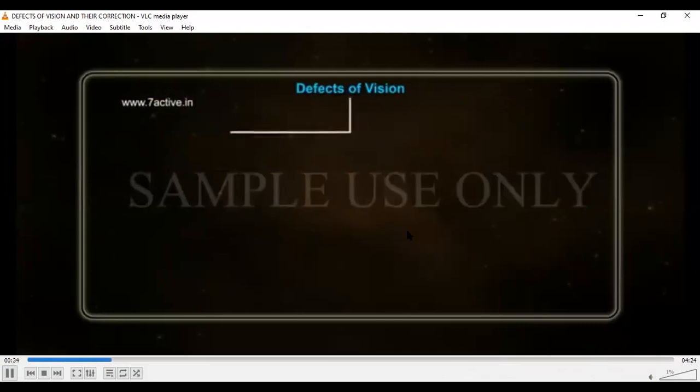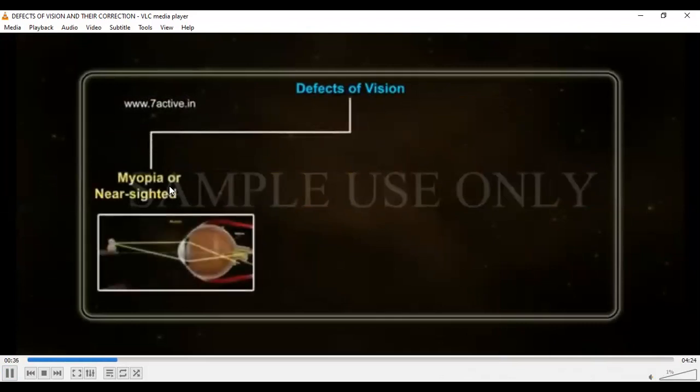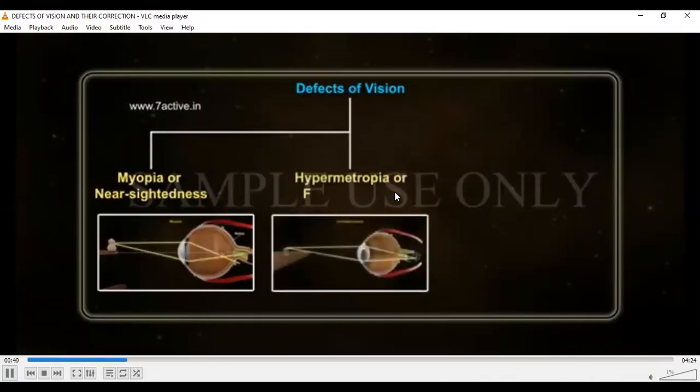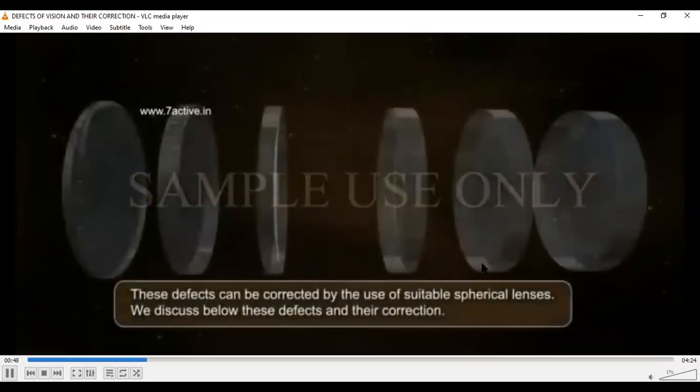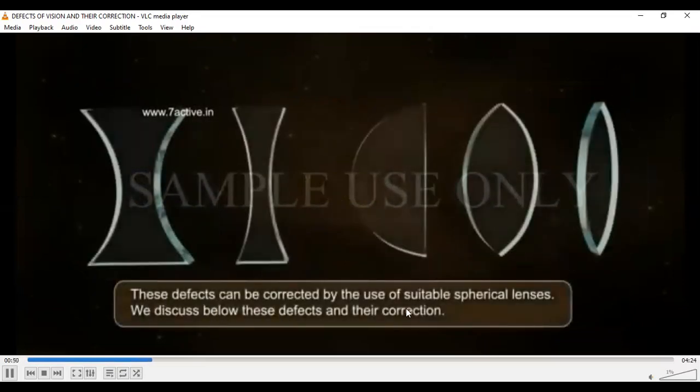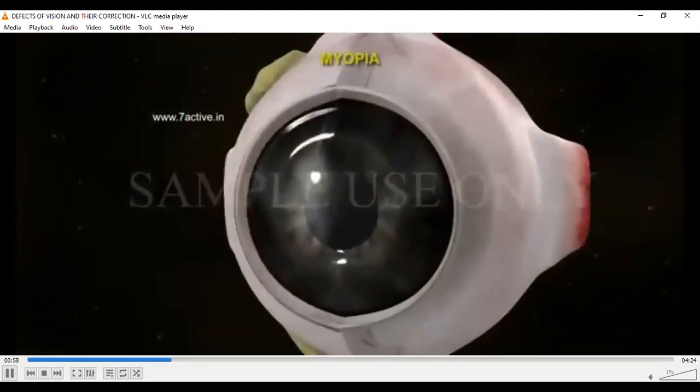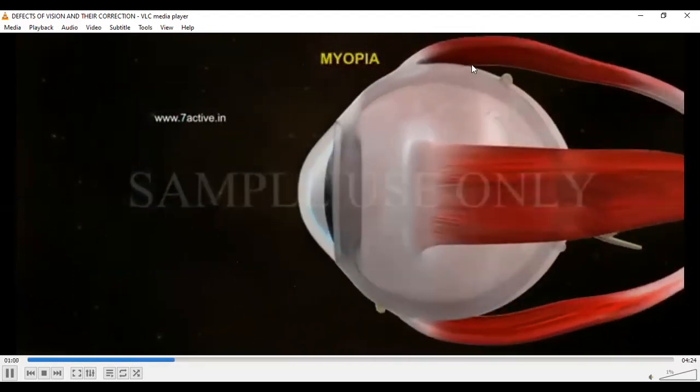That is myopia or nearsightedness, hypermetropia or farsightedness or longsightedness, and third is presbyopia. Now all these defects can be corrected by using different types of lens, maybe a double convex lens, concave lens, plano convex lens or other.